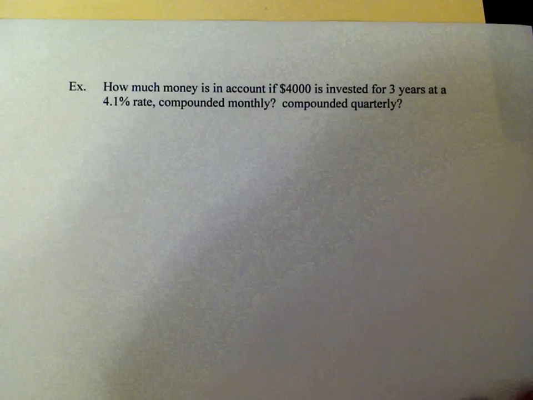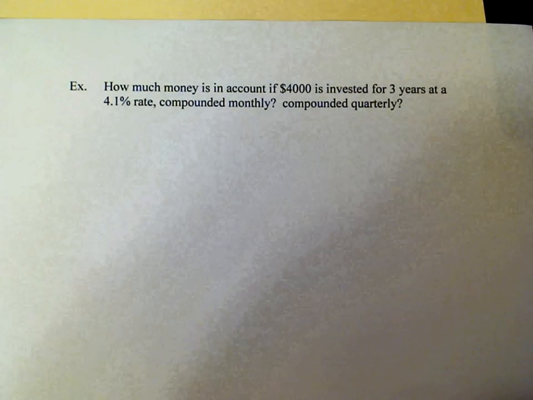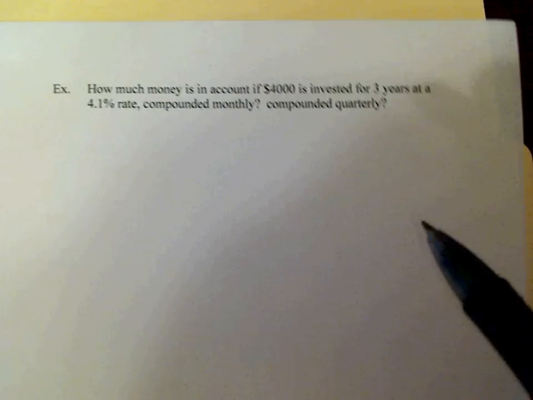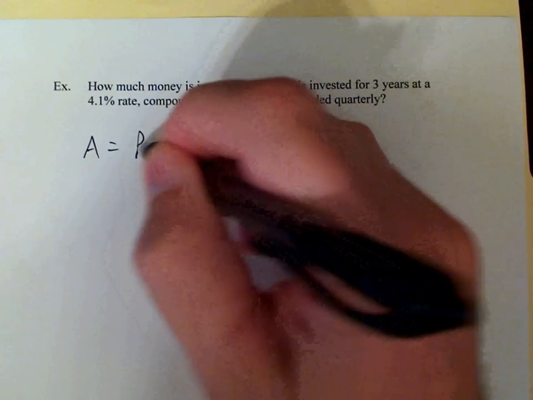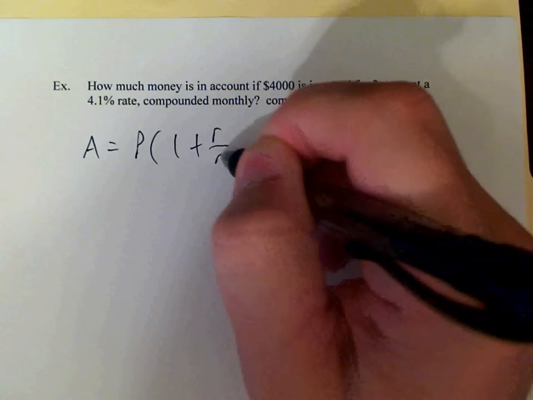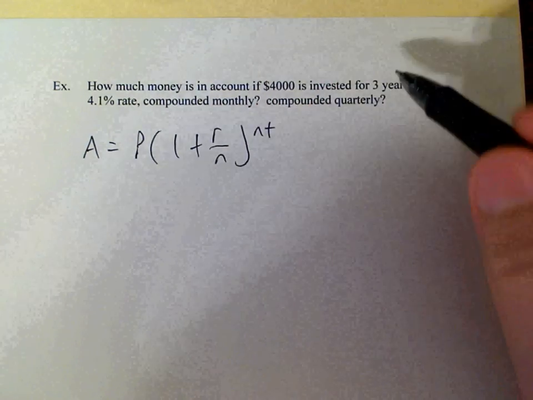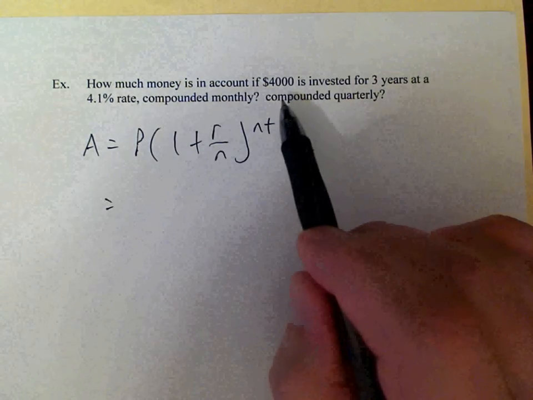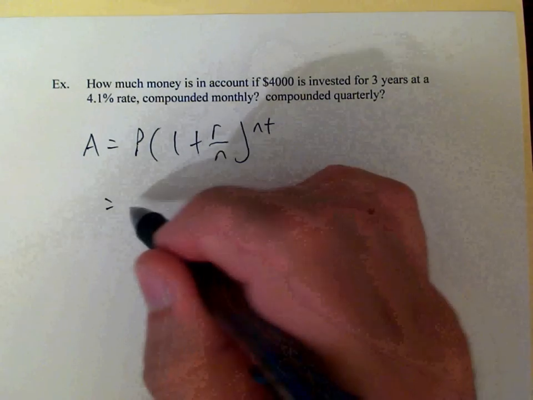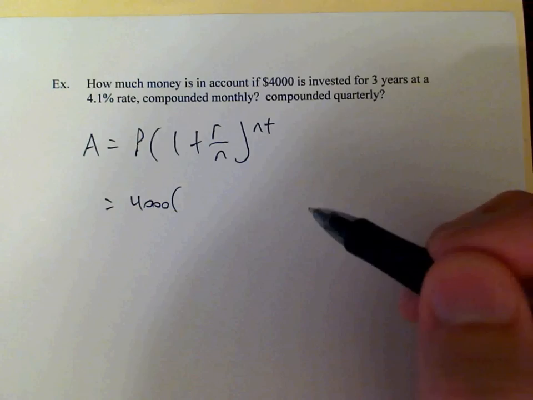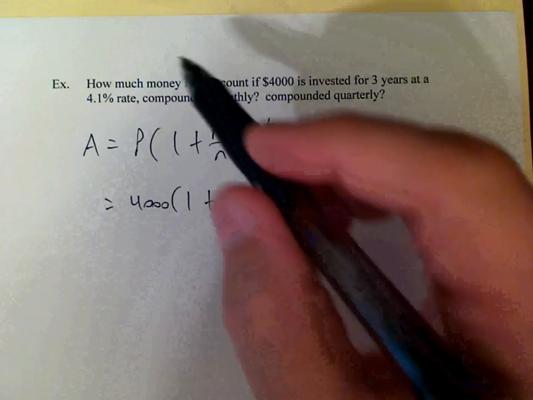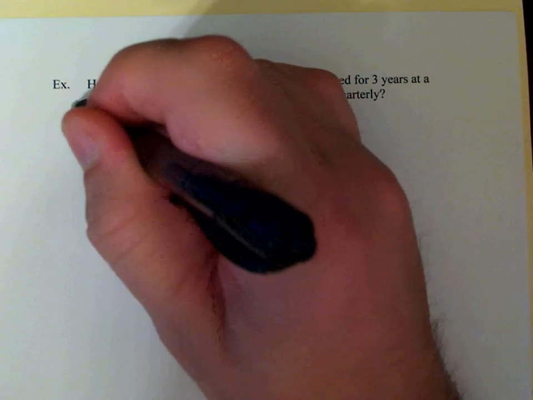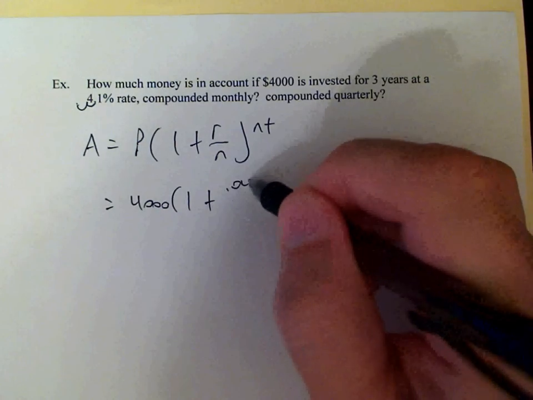I got two questions here. One is compounded monthly, other one is compounded quarterly. So let's do the compounded monthly problem first. But we're going to use the same formula for both. So the first one, both accounts are invested. We're investing $4,000. That's a one-time principal. And the interest rate is 4.1%. To make it a decimal, move it two places to the left. So that's 0.041. So we're doing monthly first.